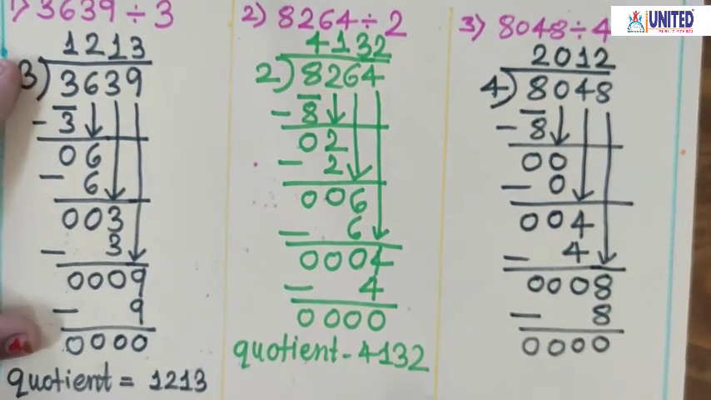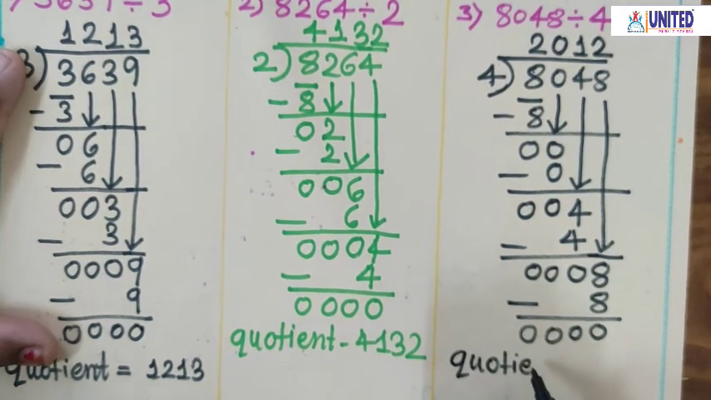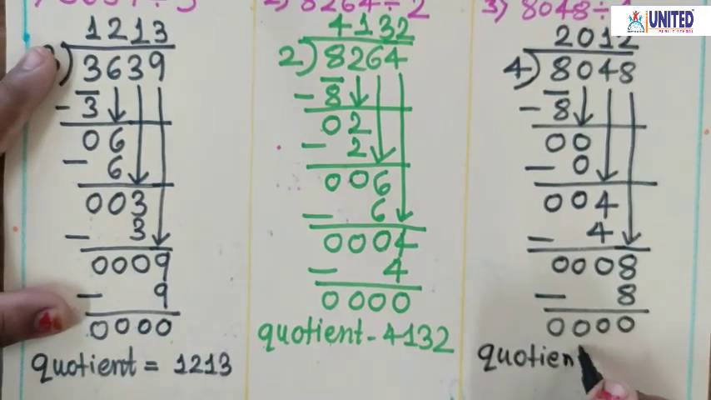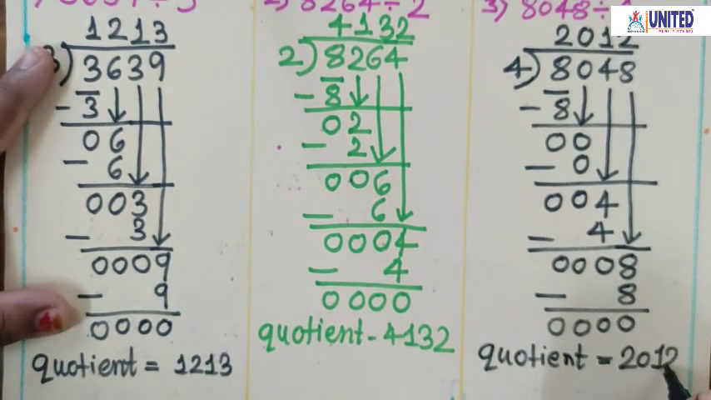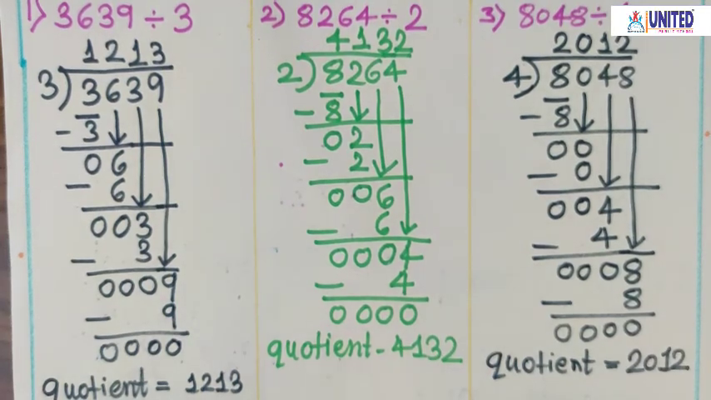So what is our quotient here? 2012. So write down quotient is equal to 2012. Okay. So in this way you can divide the 4-digit number by 1-digit number.